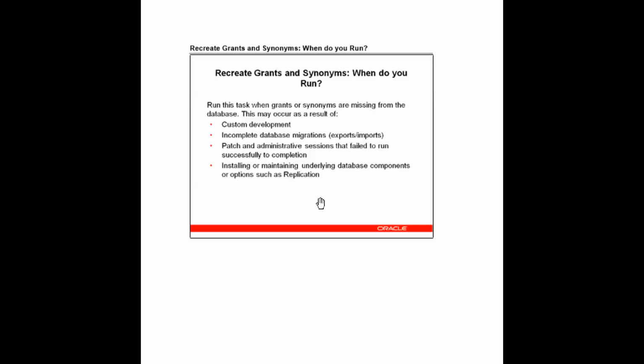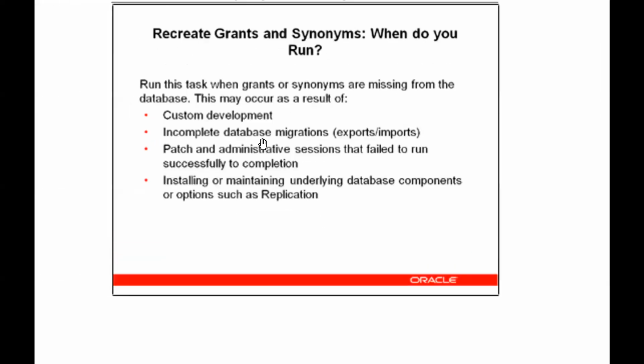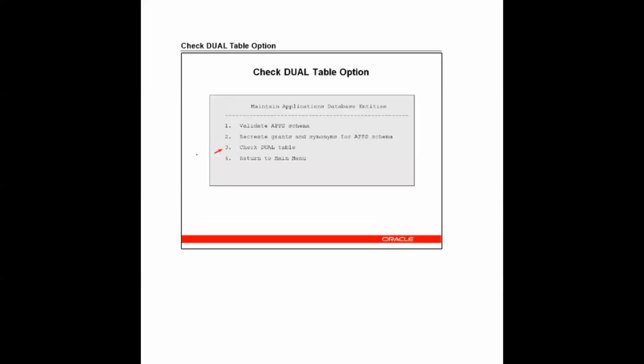You run this command when there's custom development, an incomplete database migration, patch and admin decisions that fail to run, or when you're installing and maintaining an underlying database component. So if any of these four reasons apply, you run it, but I'm pretty sure that when custom development happens, you will never run it. If sometimes you feel that some synonyms are missing, you can run it. There is no harm in running this, that's for sure. Your application can be up, and you can run this command if you feel that synonyms are missing.